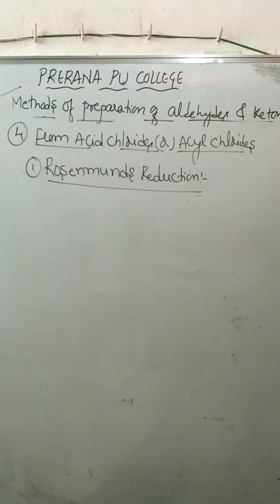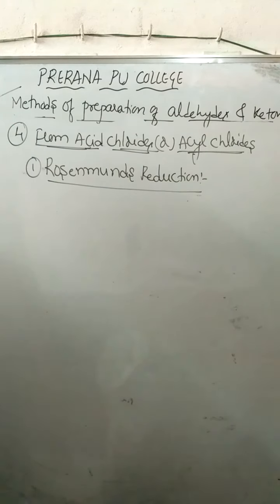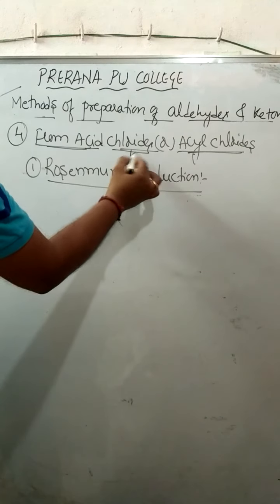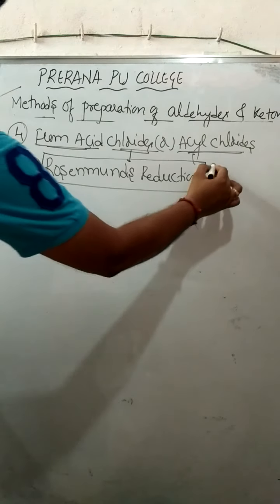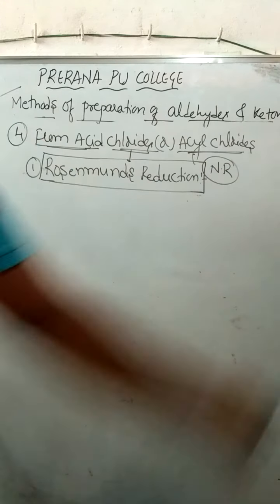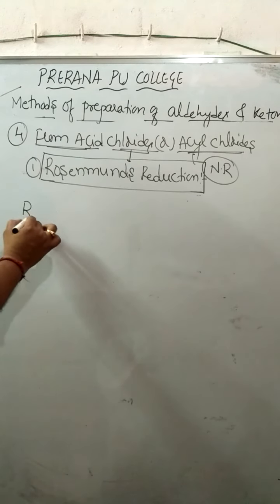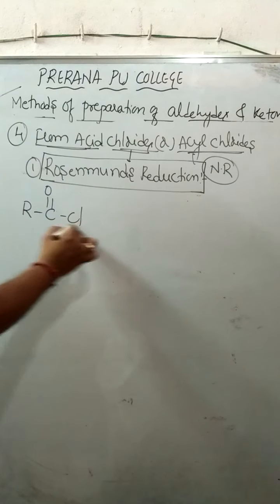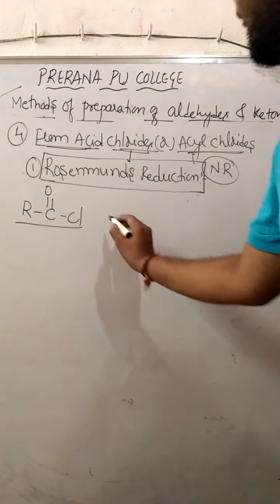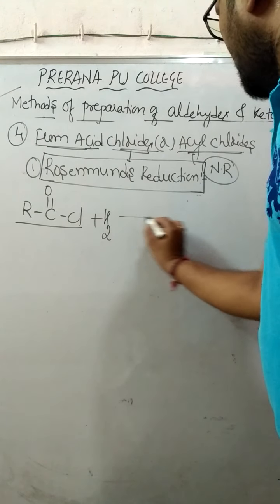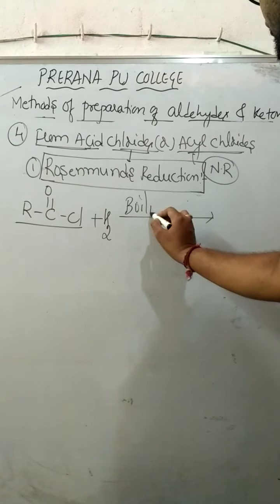The next method for the preparation of aldehydes and ketones can be studied from acid chlorides or acyl chlorides. So by the heading acid chlorides and acyl chlorides, the reaction is called as what? Rosenmund's reduction. It is one of the named reactions that has been asked many times in our annual paper. When it comes to Rosenmund's reduction, we can explain that when an acid chloride, that is RCOCl, is subjected to reduction, reduction meaning adding up of hydrogen, in the presence of boiling xylene.